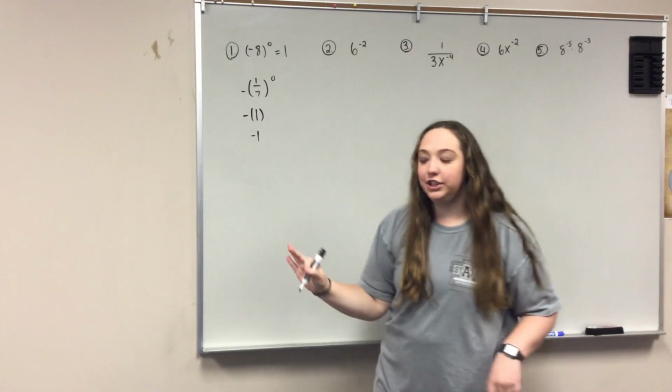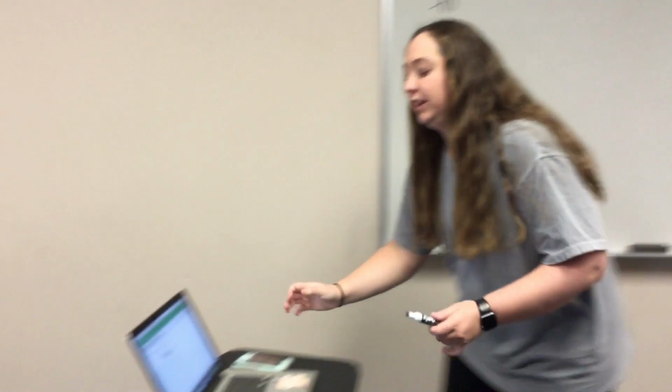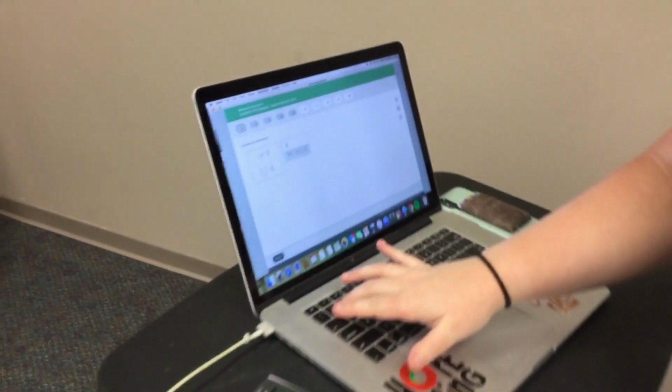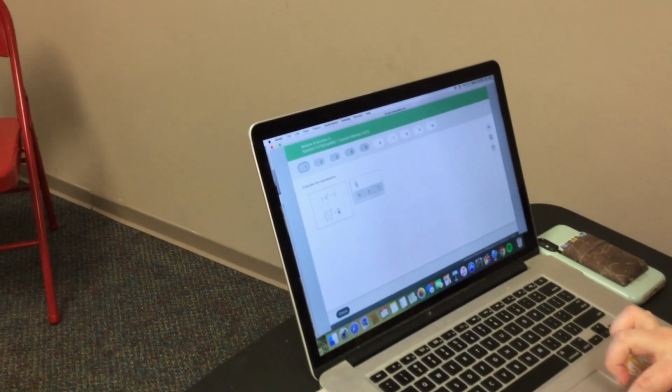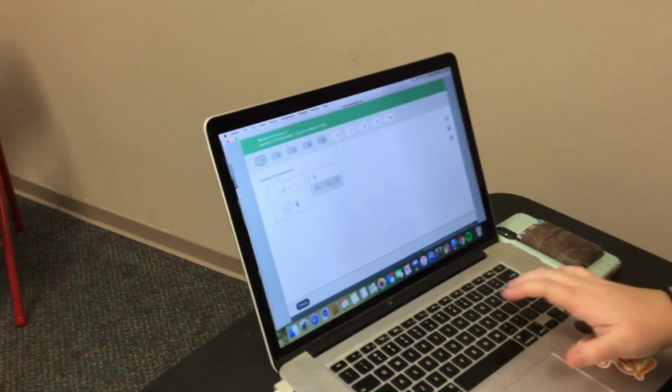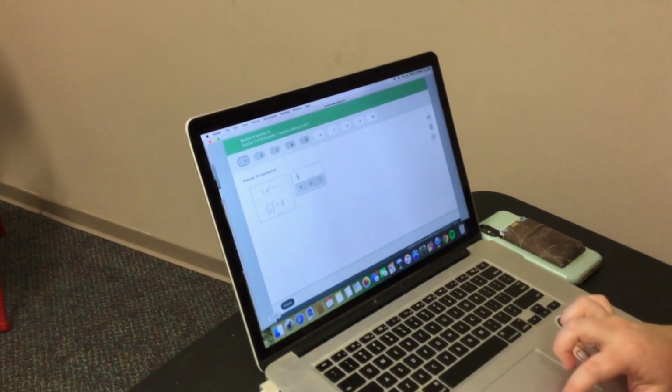So we have our two answers for this. So -8 raised to the 0 power is gonna be 1. -1 divided by 7 raised to the 0 power is going to be -1.